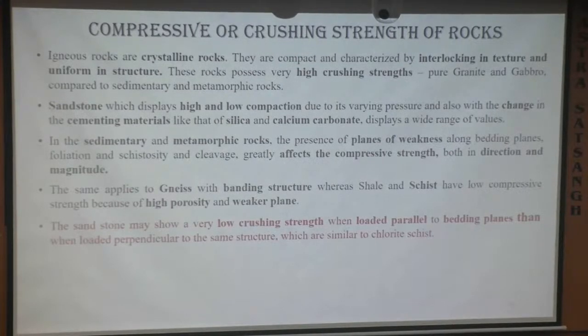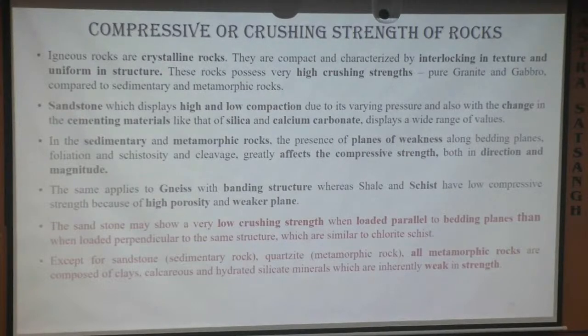Here also, we have been talking about compressive strength, or the crushing strength, of rocks, particularly igneous rocks, sedimentary rocks, and metamorphic rocks. In general, igneous rocks and some of the metamorphic rocks have high compressive strength, but not all metamorphic rocks have high strength. Sedimentary rocks are usually a little lower, and schist, chlorite schist, or some kind of shale has a very low strength. That's all.